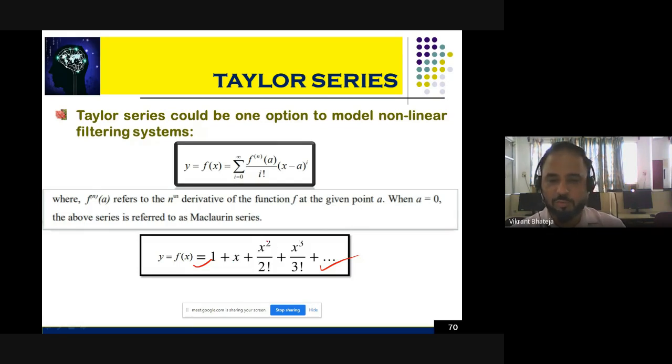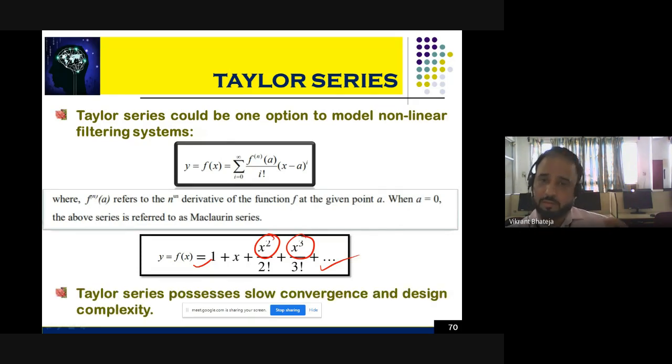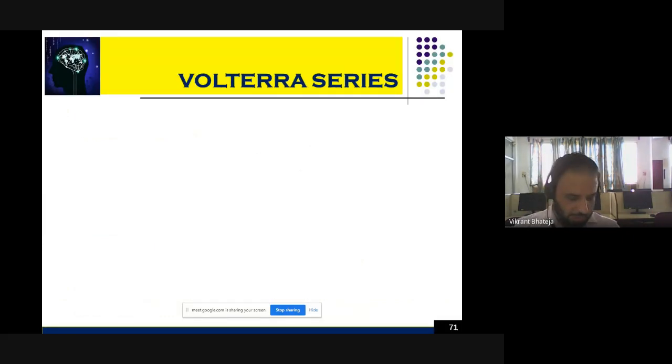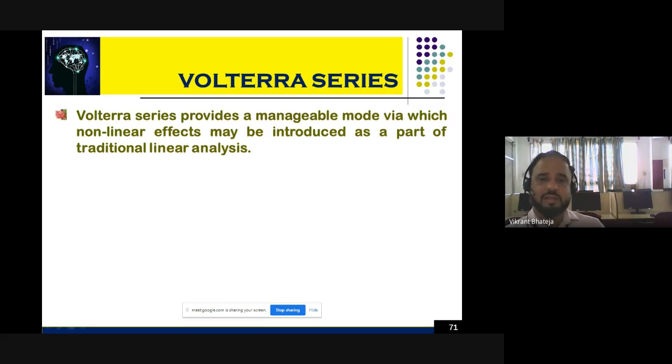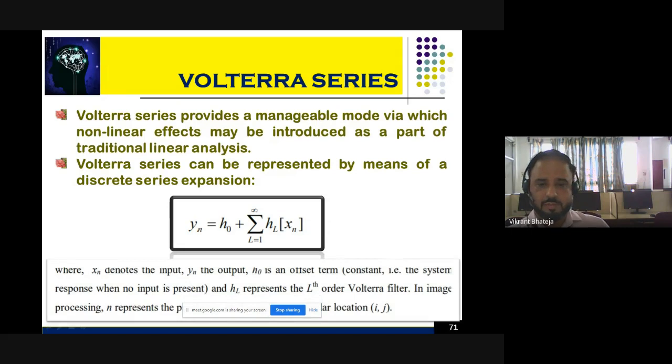You see that over here different non-linear terms are coming up. So to mathematically model a non-linear system, this Taylor series was the first and very conventional experiment. But later on, the usage of this series for mathematical modeling was not very much extended or elaborated, because there were a lot of design complexity issues while using this mathematical modeling, and also very slow convergence with this particular series. So another series was taken by the name of the Volterra series.